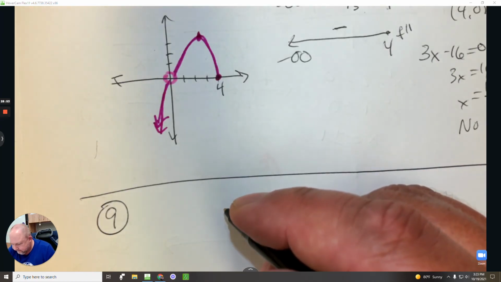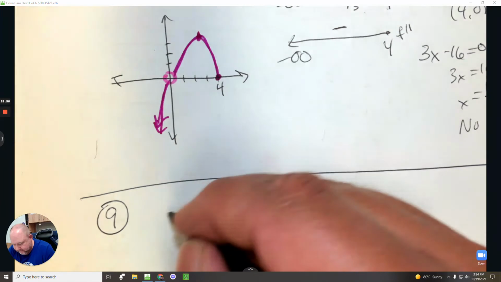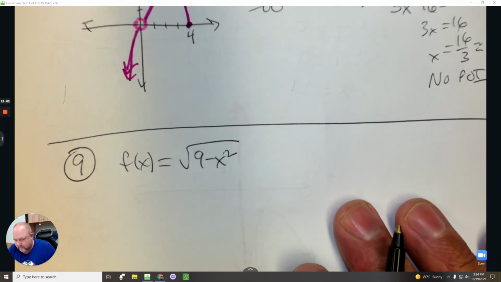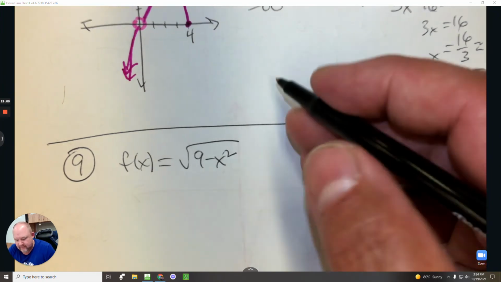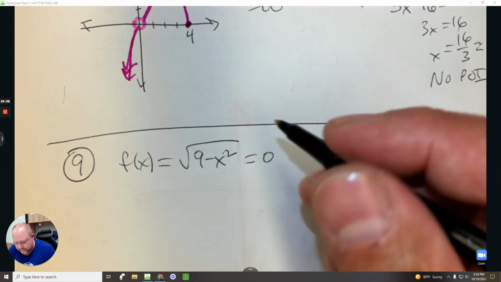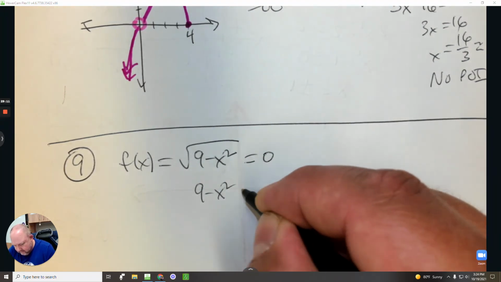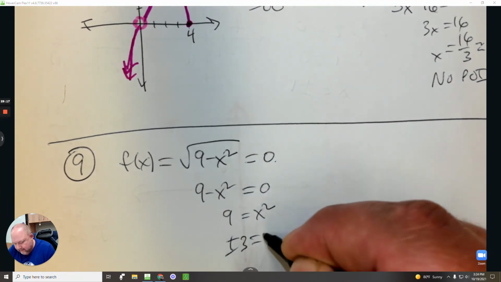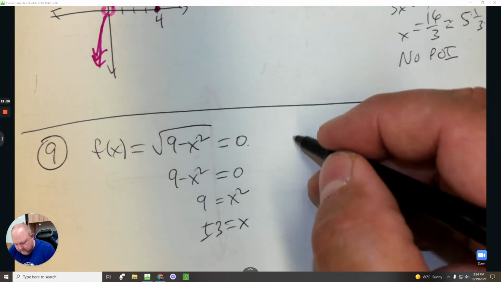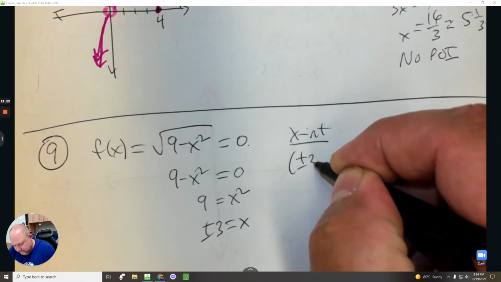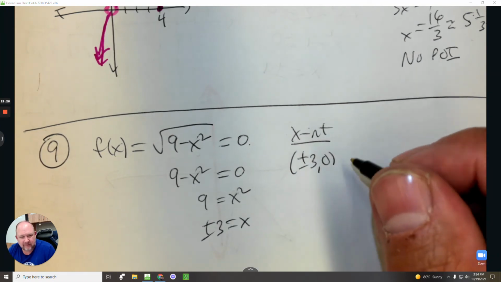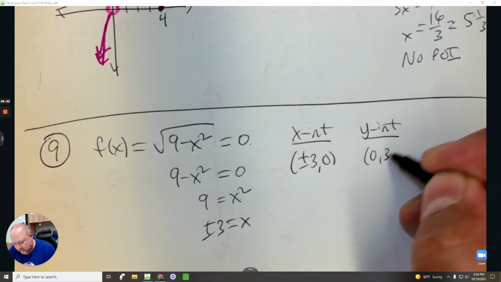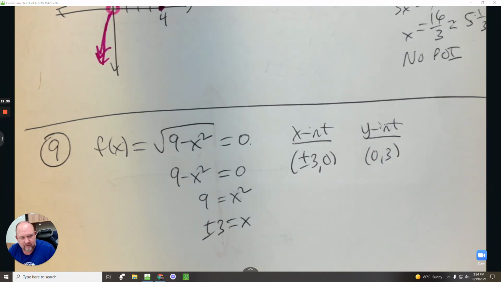Without a calculator, find the domain, intercepts, extrema, and then graph it. All right, so to find the intercepts, I'm going to make it equal to 0. I'm going to solve that. So I can square both sides. I can add x squared and square root. So we have x-intercepts at positive and negative 3. We have a y-intercept. If I plug in 0 for x, the y-intercept is the square root of 9, which is 3. So we have positive and negative 3 and (0, 3).